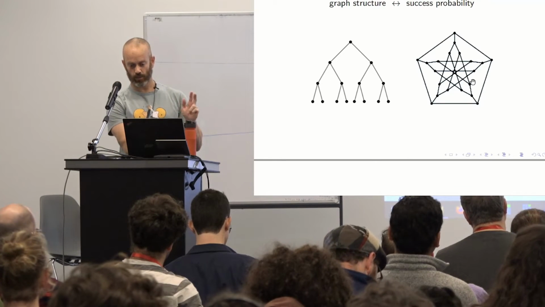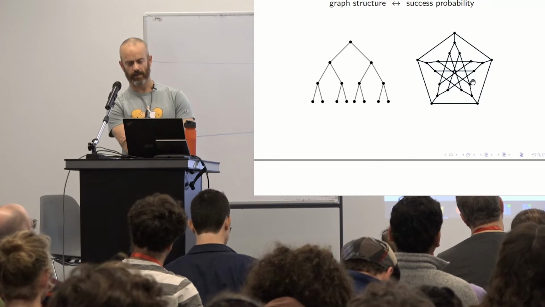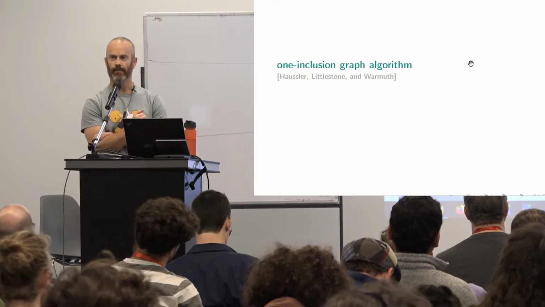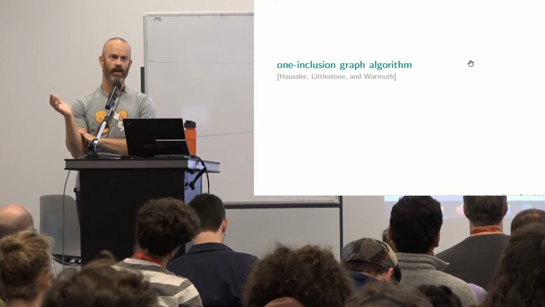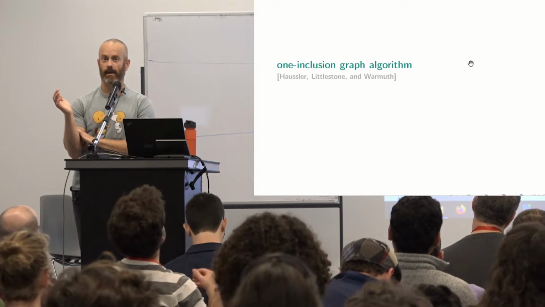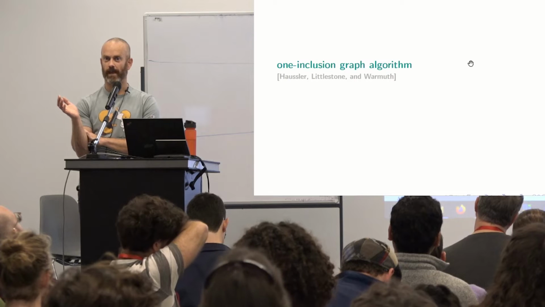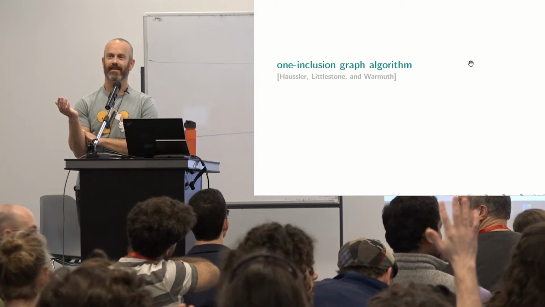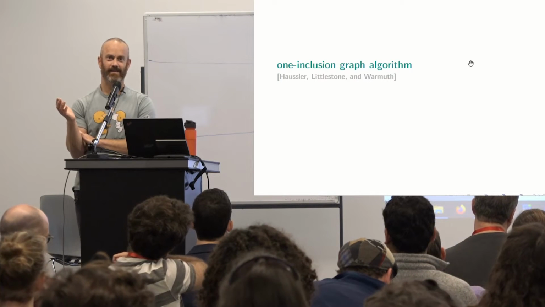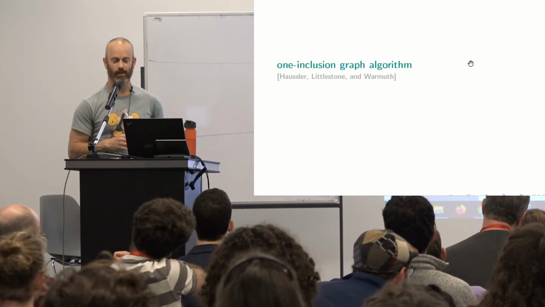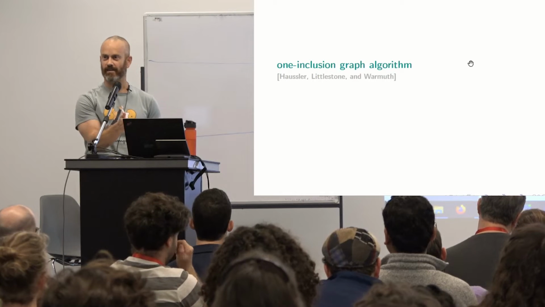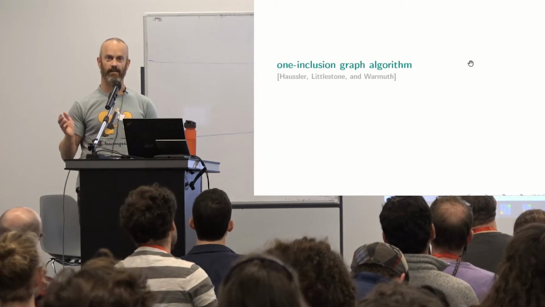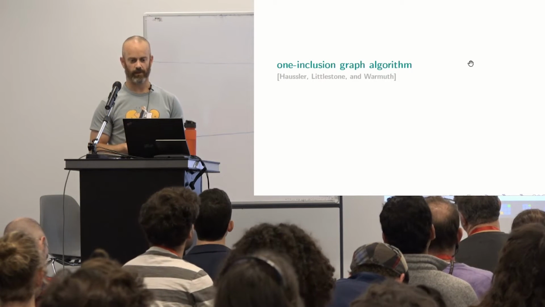Now I want to tell you two more ideas. One is this one-inclusion graph algorithm, which is a very, very general algorithm. And I want to tell you because I don't think... who knows what this algorithm is? Okay, so my guess was somehow correct. I didn't know what this algorithm was until relatively recently, and I think it's a very, very nice algorithm. So I want to tell you this algorithm.